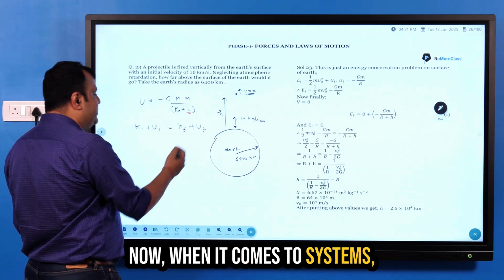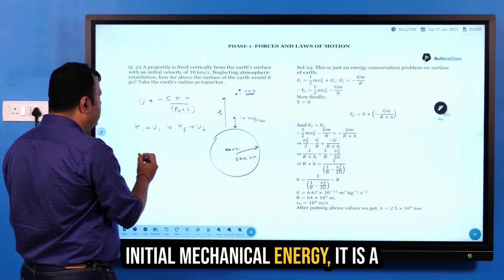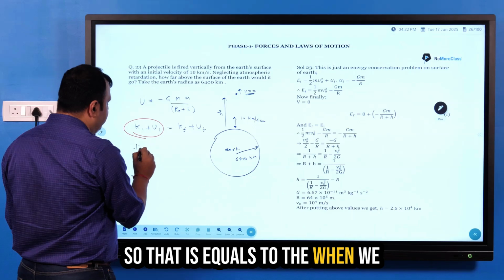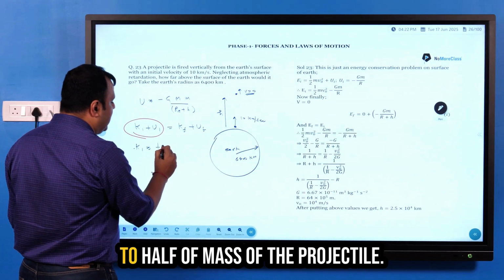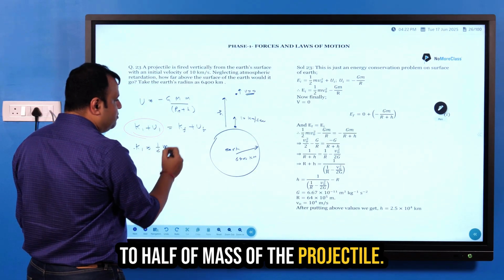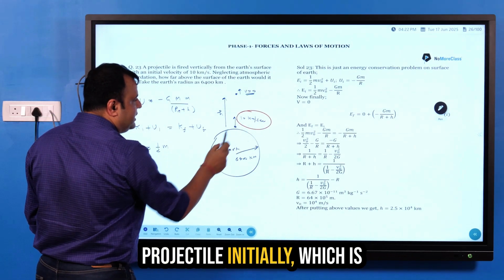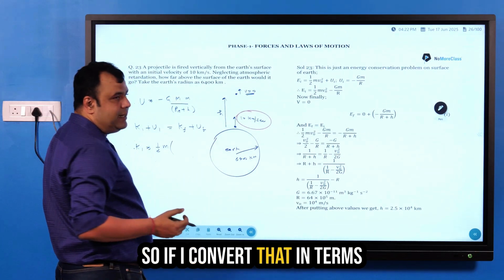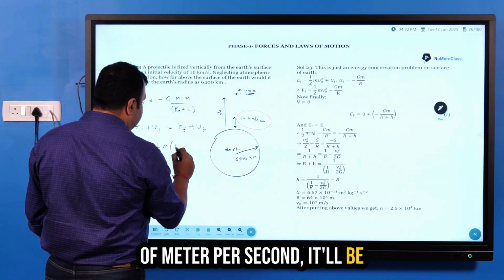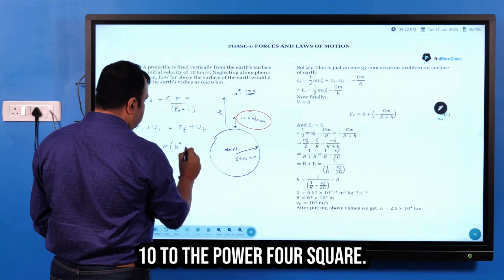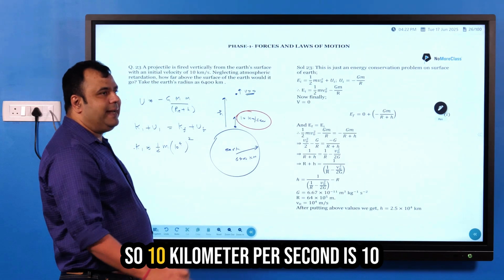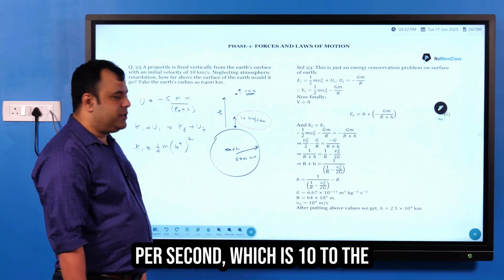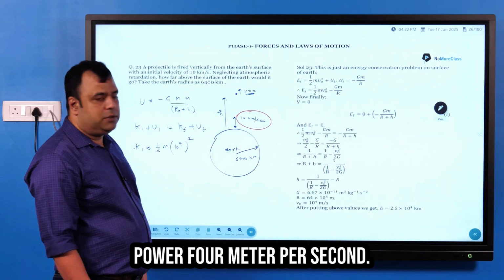Now, system's initial mechanical energy is a summation of kinetic plus potential. So when we write the value of K1, that is equal to half of mass of the projectile multiplied with velocity of the projectile initially, which is given as 10 kilometer per second, squared. If I convert that in terms of meter per second, 10 kilometer per second is 10 into 10 to the power 3 meter per second, which is 10 to the power 4 meter per second.